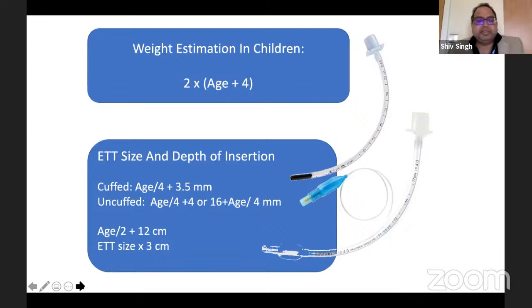And the depth of the tube should be age by 2 plus 12. So this is a 2-year-old, so around 13 centimeters, or whatever is your endotracheal tube size into 3. So I think this is to do with the uncuffed tube. So size is 4 into 3, 12, 12 plus 1 and 13. So around 12 or 13 centimeters. So nothing much beyond that.